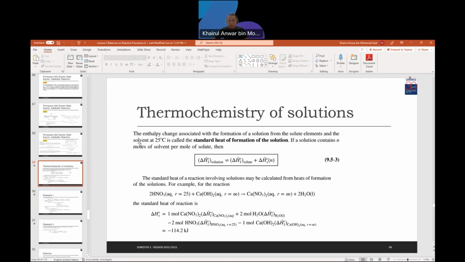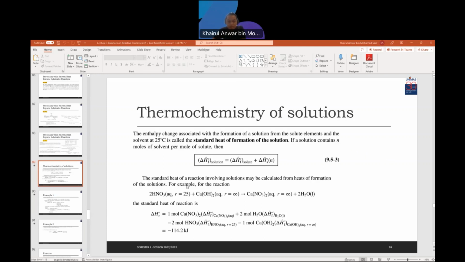Chemistry of solution of a solid element in the solvent is called the standard heat of formation of the solution. If a solution contains n moles of solvent per mole of solid, then delta HF solution is equal to delta HF solute plus delta HS at n.